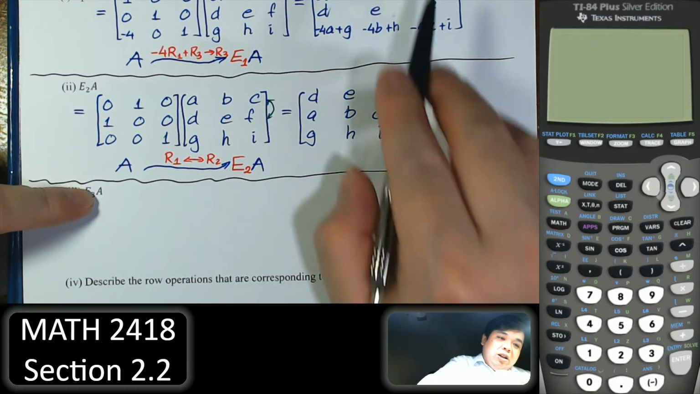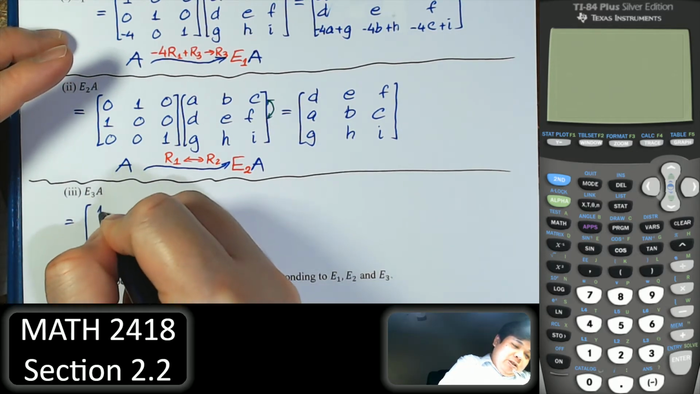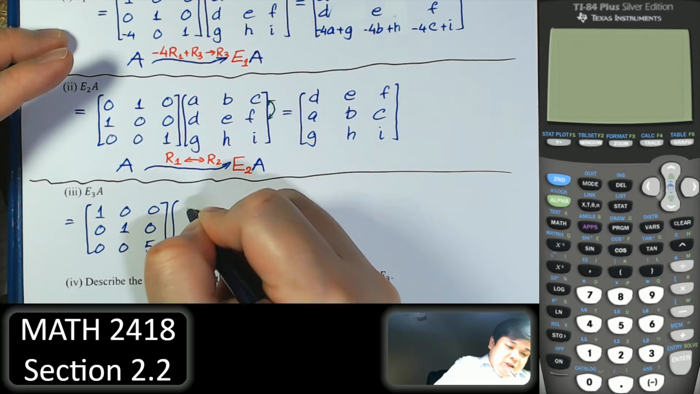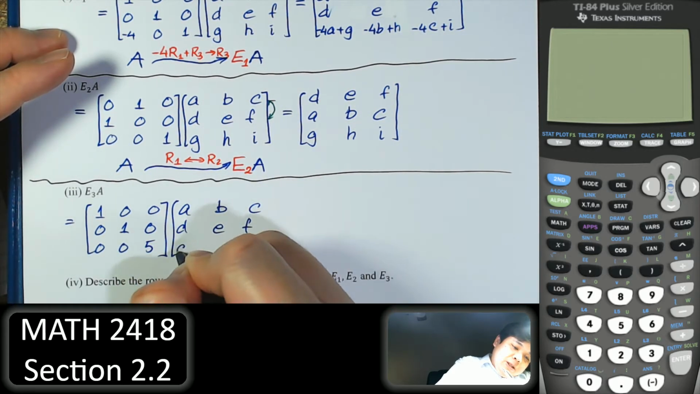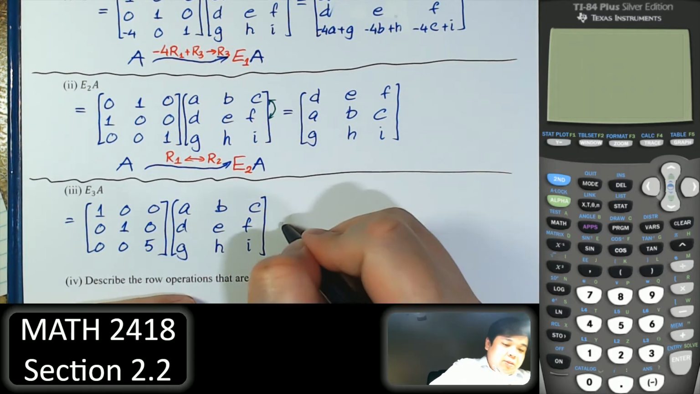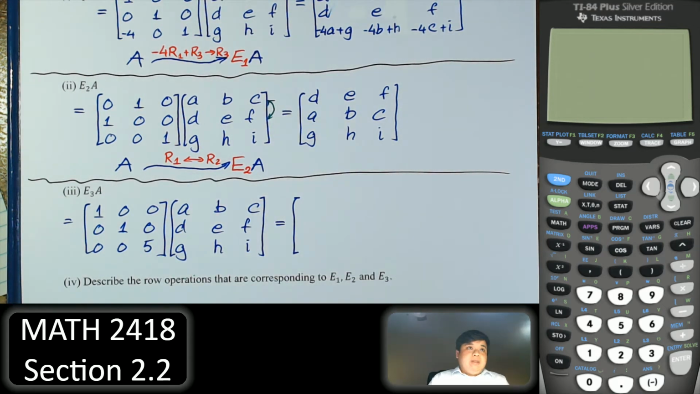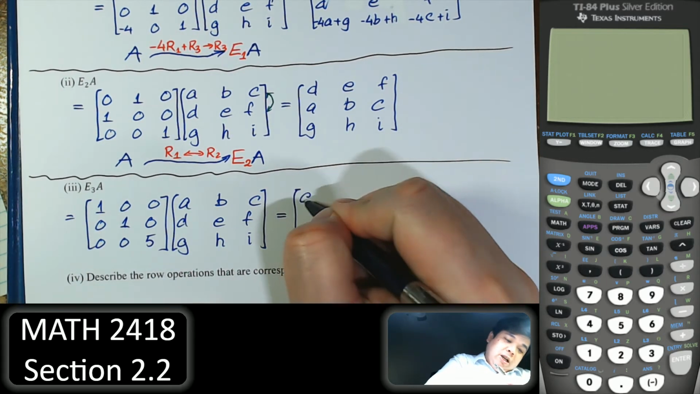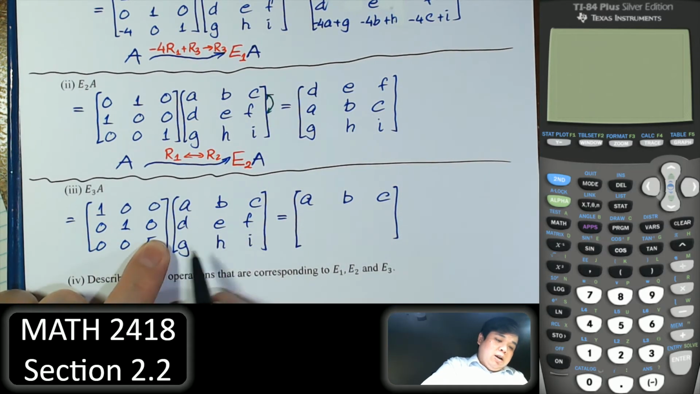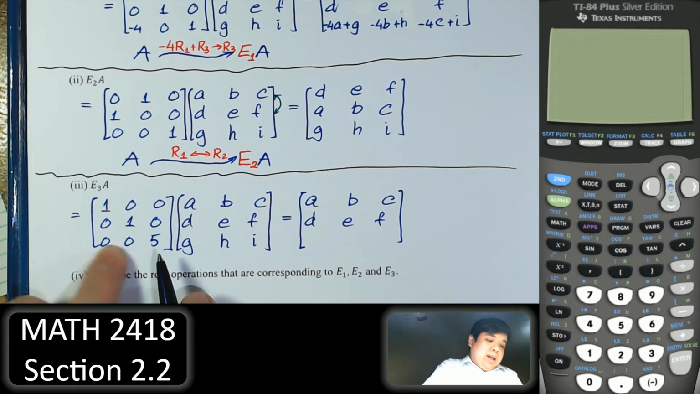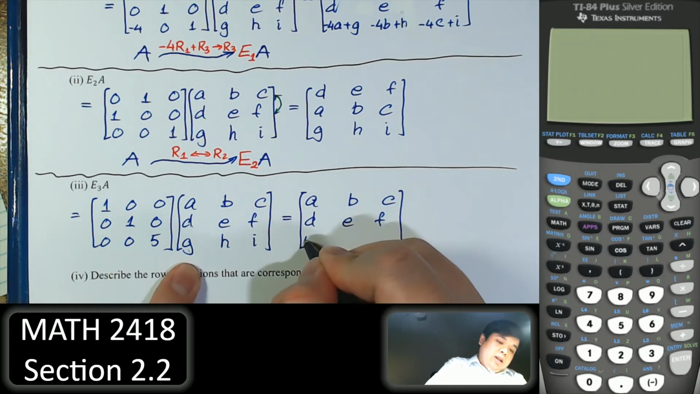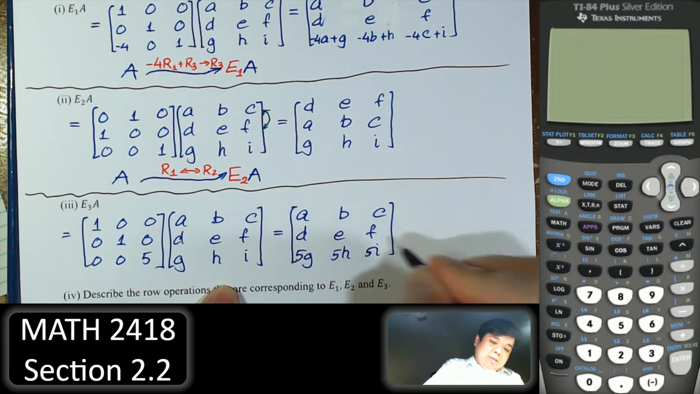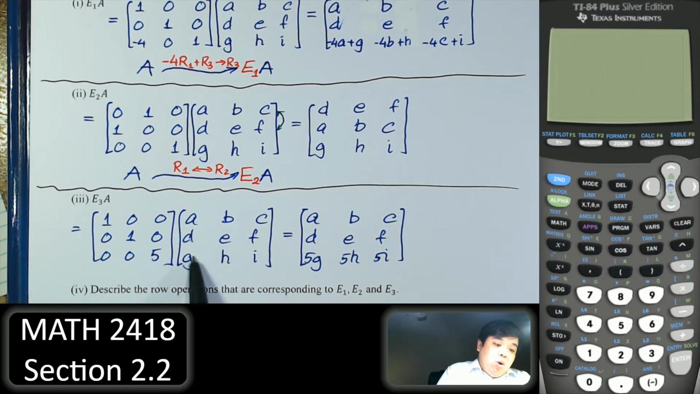Right. Now the last one, 1, 1, 5 on the diagonal, times the matrix A. What do we have here? A row times column, that's A, row times column B, row times column C. So A, B, C stay the same. Next, row times column, the middle, D, E, and F, that's fine. Now 0, 0, 5 times this, 0, 0, 5G, 5H, and 5I. So what we do is we multiply the whole row here by 5.